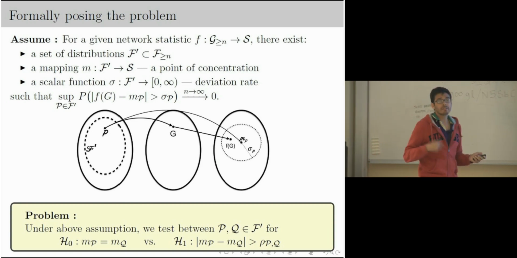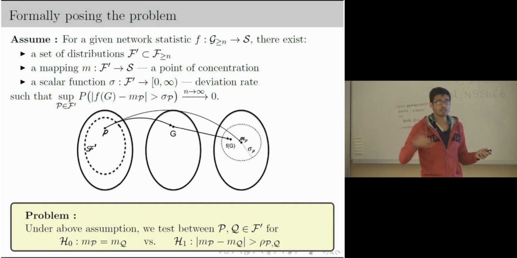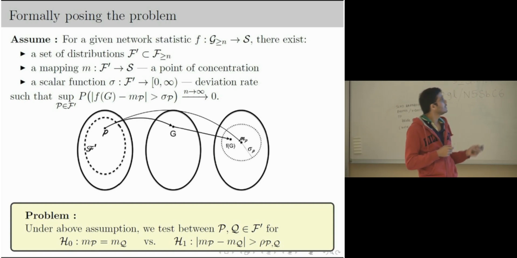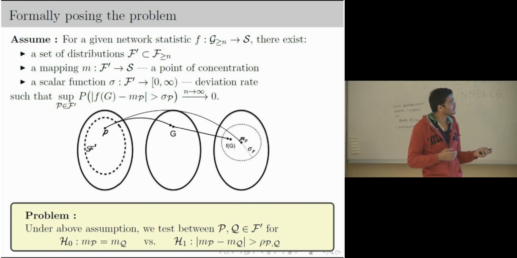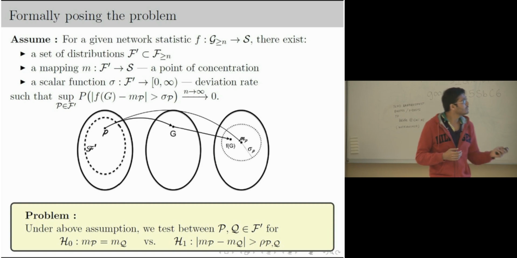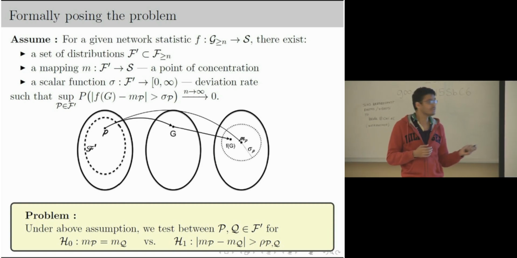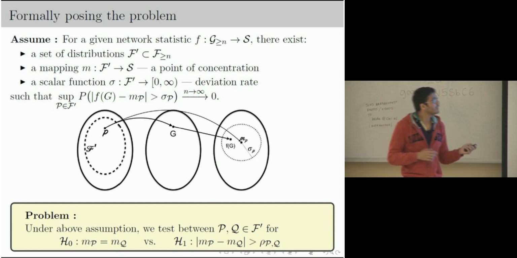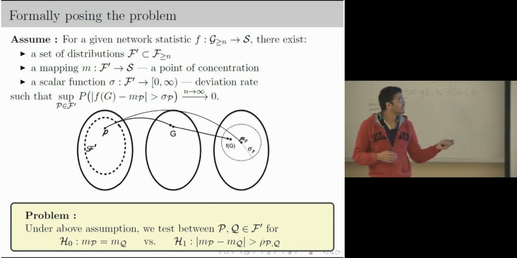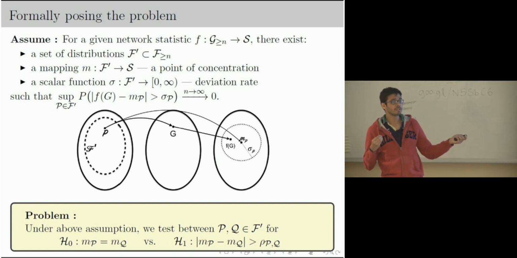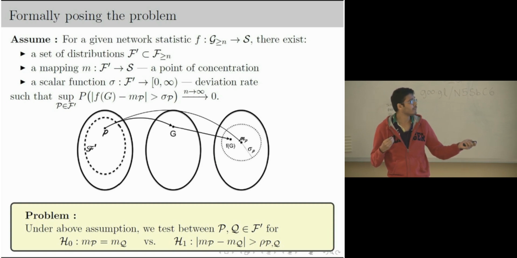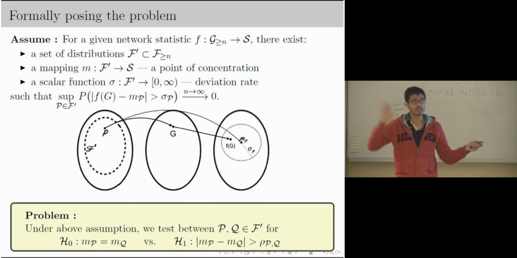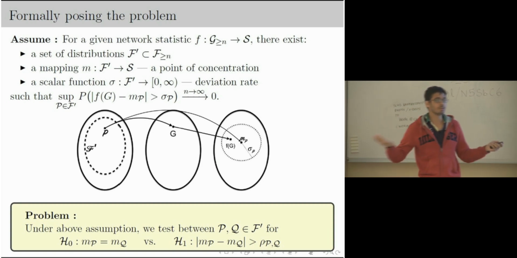And when can we actually pose the problem in this large graph, one sample scenario? Well, here's one set of sufficient conditions. You assume that there is a subclass of distributions such that whenever you pick a P from here, there exists a mapping of P to the final metric space, let's call it MP, such that whenever you draw a sample from this distribution and then compute the network function on that, F is that network function that underlies the whole problem.